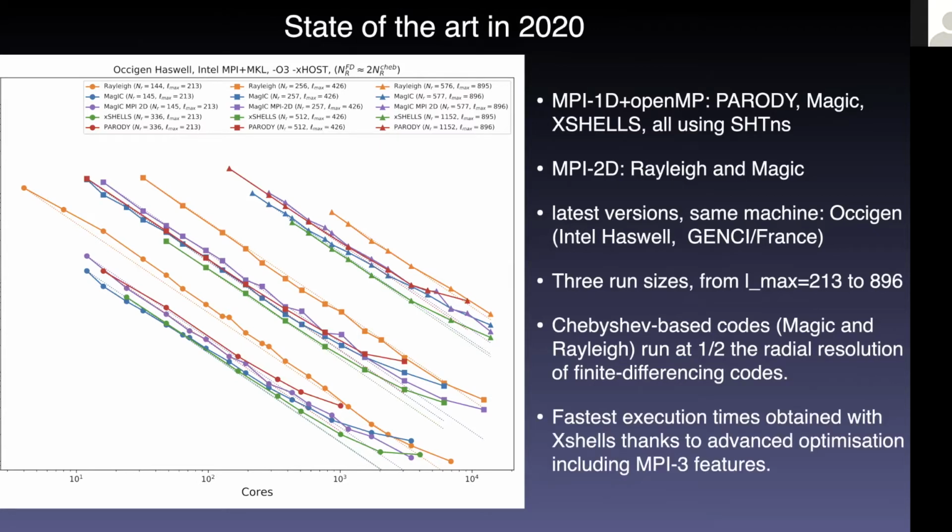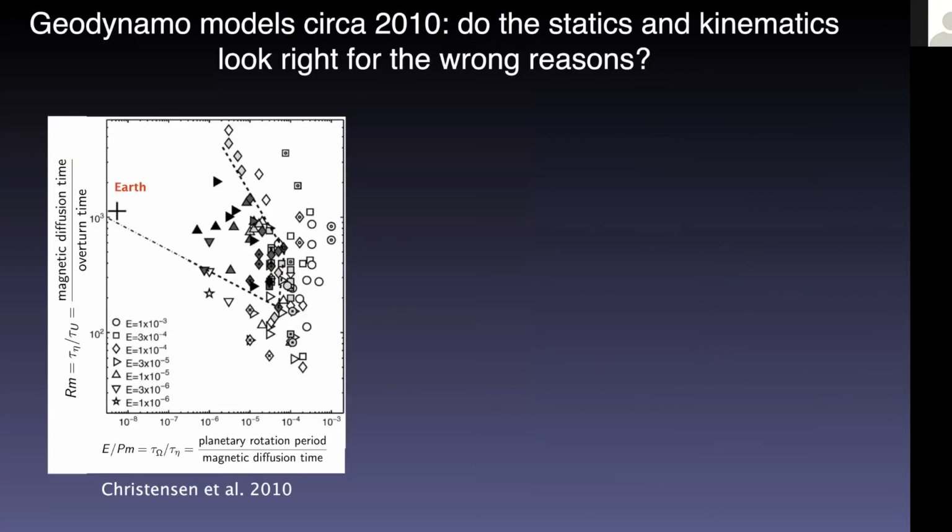And you can see that MPI 1D code still, especially XShells by Nathanael Schaeffer, still provide the best runtime, the lowest wall time per iteration, thanks to SHTNS and also advanced optimization. But of course, at more than 10 to the 4 cores, you can anticipate that MPI 2D code should have the edge, even though, of course, it's difficult to have access to this kind of resources. So now I'm going to talk a bit more about the science of this problem.